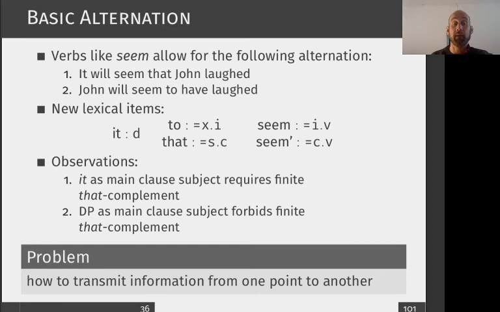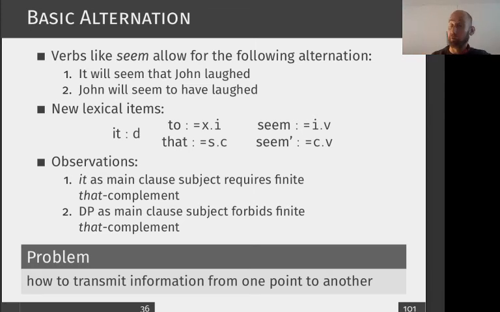The way I got to these new lexical items is I drew the tree for it will seem that John laughed in just the same way. So we have subjects and predicates, and the predicates are sort of right branching. So seem was the head of that John laughed. To is the head of to have laughed. And then using the same sort of grammatical reasoning that we had before, we worked backward from those structures to lexical items. And this is the result.